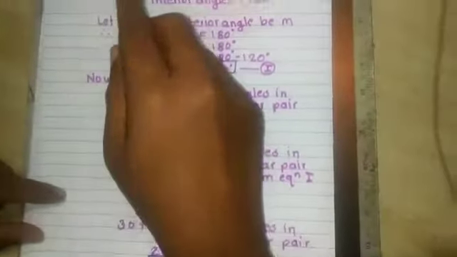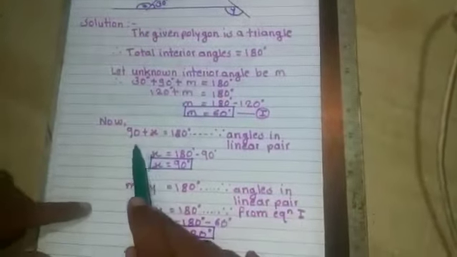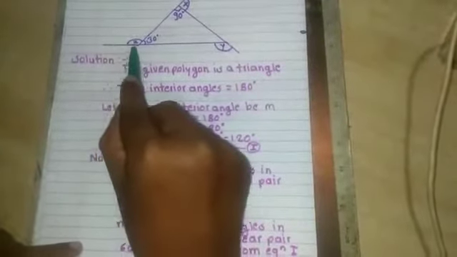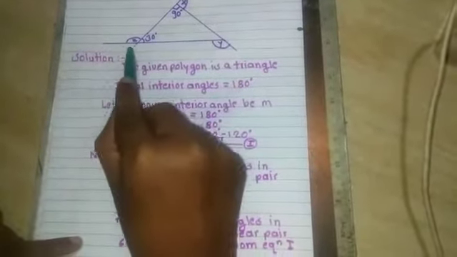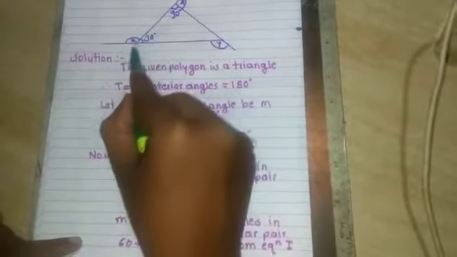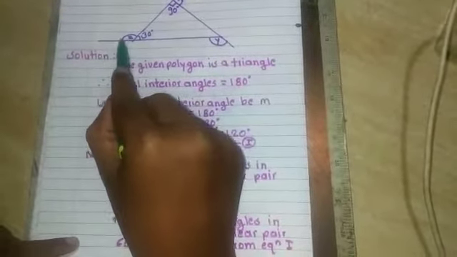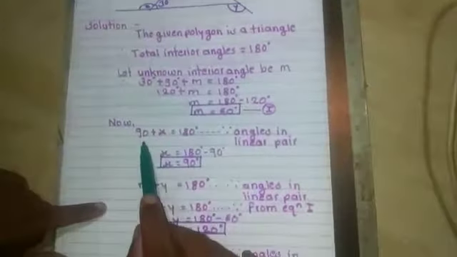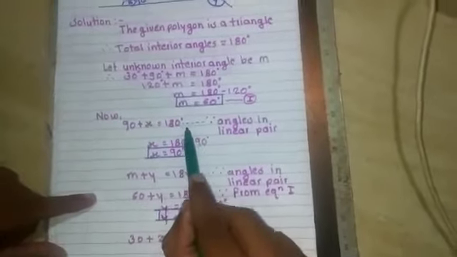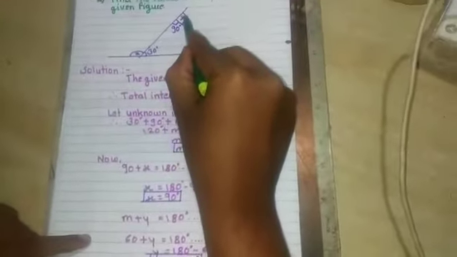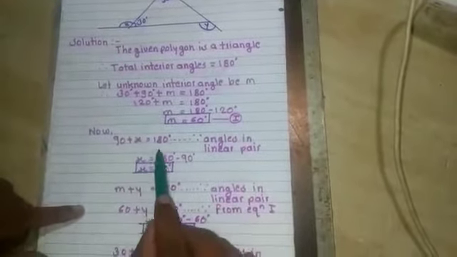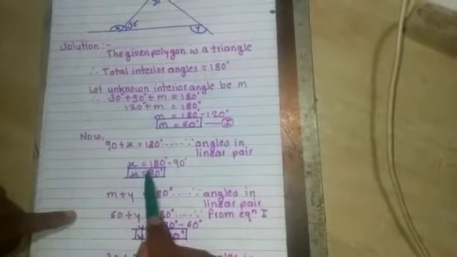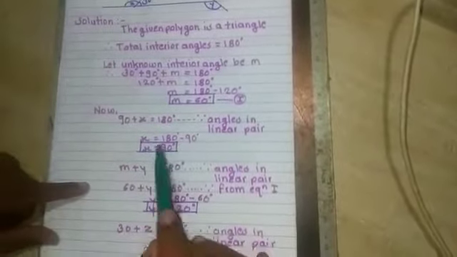Now we will find the values of x, y and z. If you observe, these two angles are in a linear pair. One straight line and one transversal, you know that. The addition of two linear pair angles is always equal to 180 degrees. So first we find the value of x. It is 90 plus x equal to 180. Why 180? Because this angle and this angle are both in a linear pair. So x equals 180 minus 90, and you will get x equal to 90 degrees.